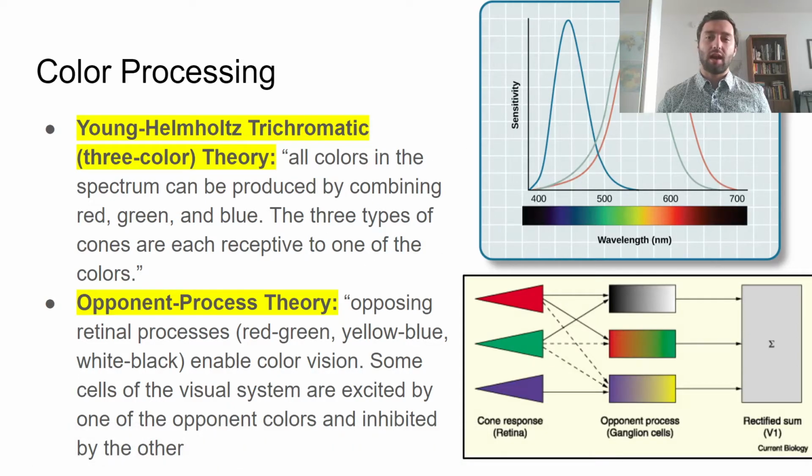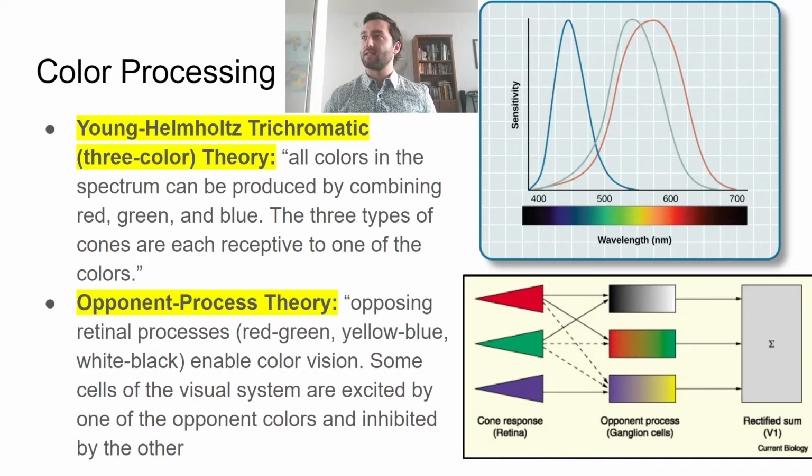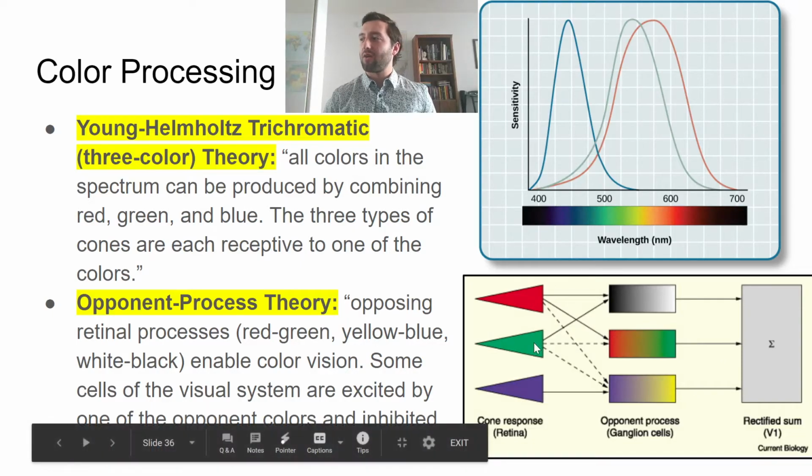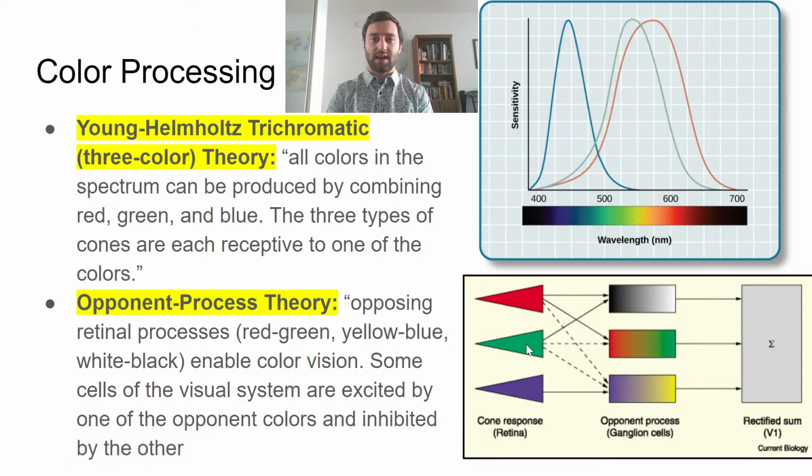So let's talk about how we actually process color. How is this actually pulled apart here? There are two basic theories of how color works. The reason we have this is because there are only so many different kinds of receptors. There aren't receptors for every color. So the question becomes, how do we see all the different colors we see? There are two theories.